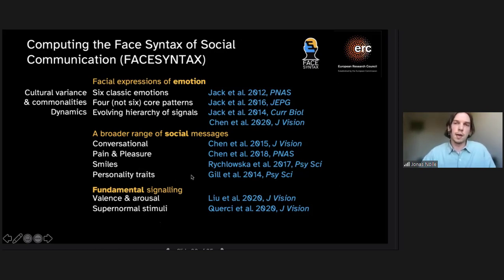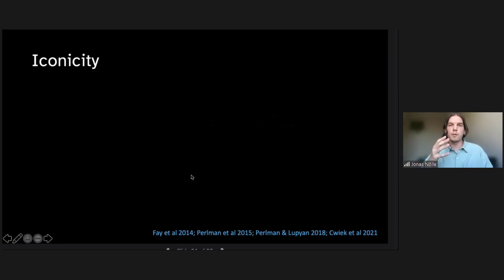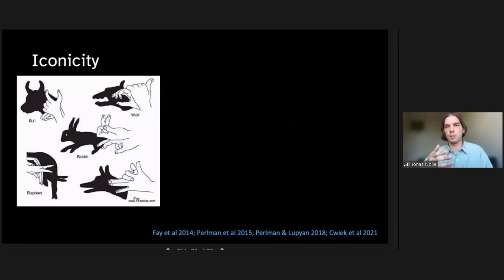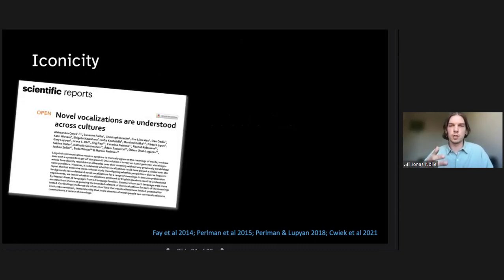And now coming back to language evolution, we know that one of the fundamental problems is how to bootstrap or establish a communication system in the first place. And here, iconicity has often been called a solution, because if I produce something that looks like what I want to talk about, then it's easier for the receiver to retrieve the meaning. And in recent years, it has been found that iconicity is really pervasive, not only in gestures, but also, for example, in vocalizations, like in this recent paper.